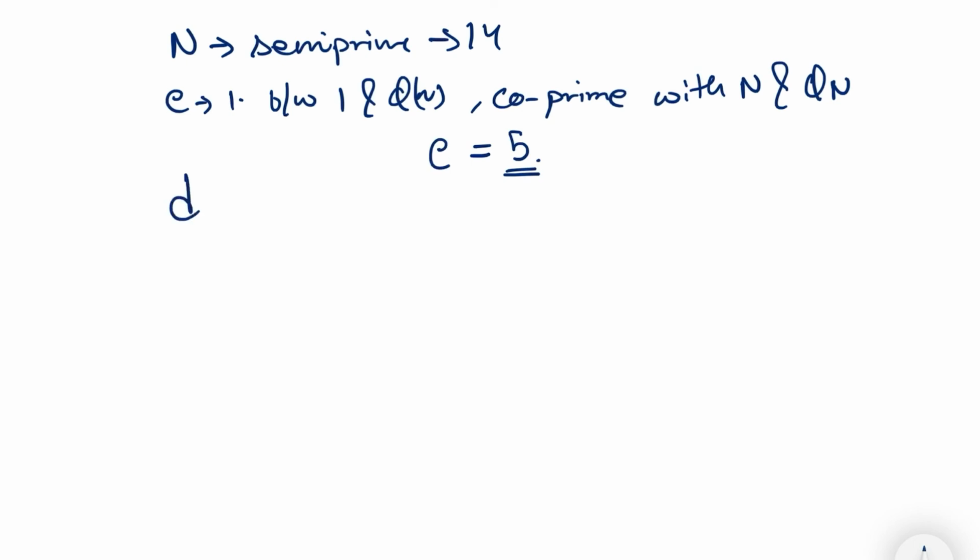So the encryption key is 5, and the formula for d is k phi n plus 1 upon e. So there you have it, how to find the public key n, the encryption key e, and the decryption key d. So that was all for today, and in the next video I'll talk about the shortcomings of the RSA encryption.